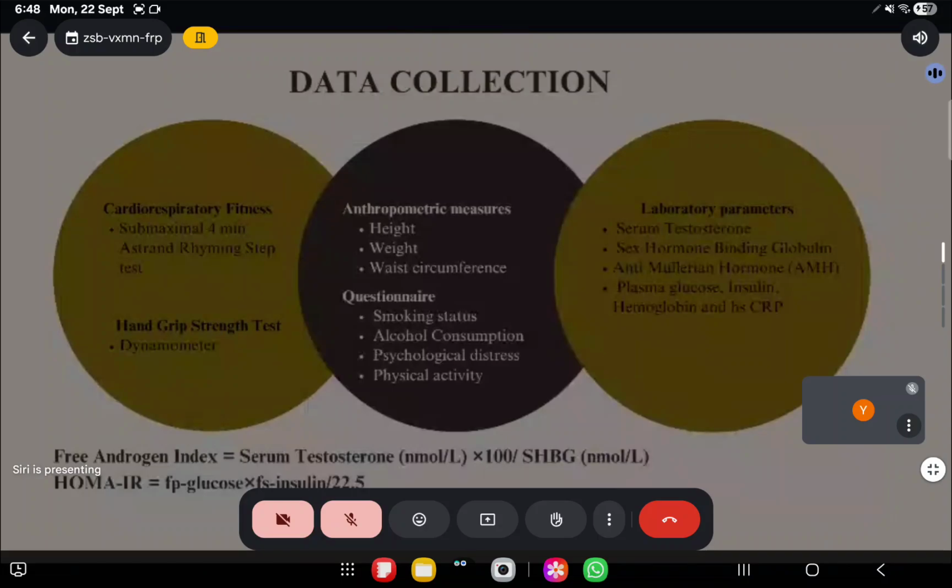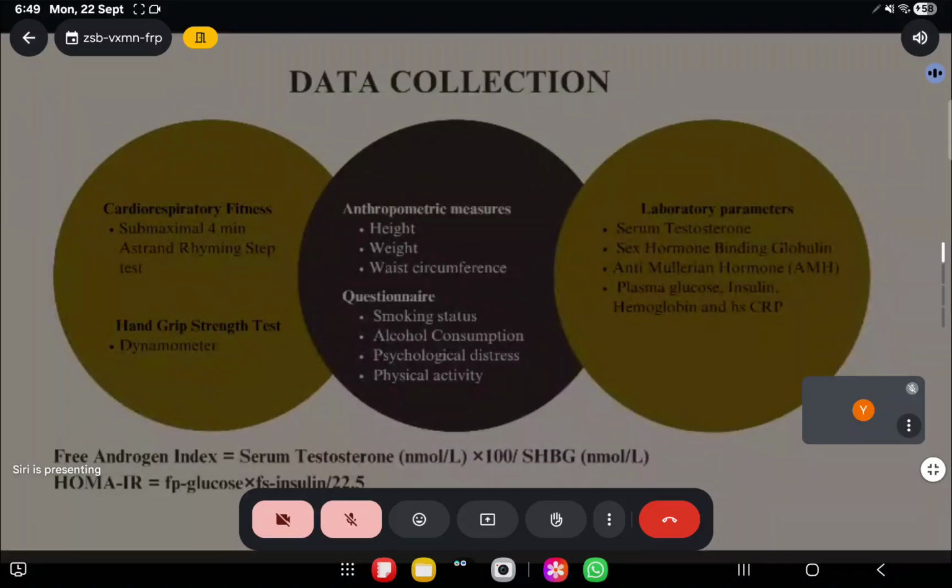Women were tested for cardiorespiratory fitness using a submaximal 4-minute Astrand-Rhyming step test, and hand grip strength was measured using a dynamometer. Anthropometric measures such as height, weight, and waist circumference were taken. Questionnaires gave us details about smoking status, alcohol consumption, psychological distress, and physical activity.